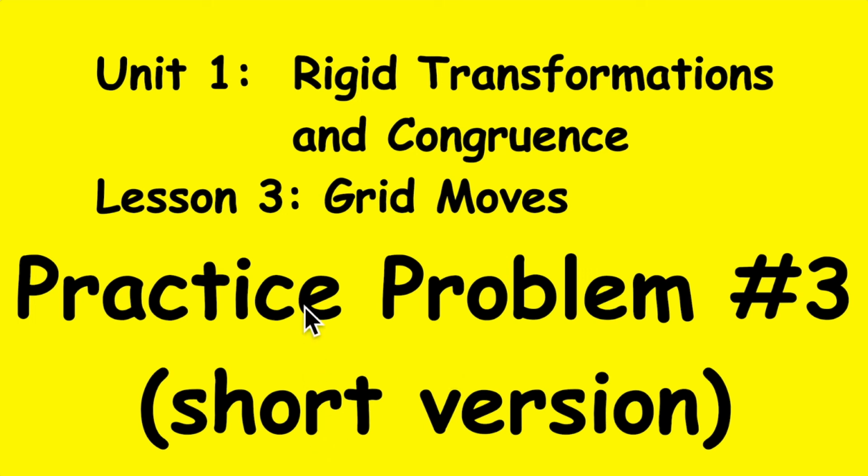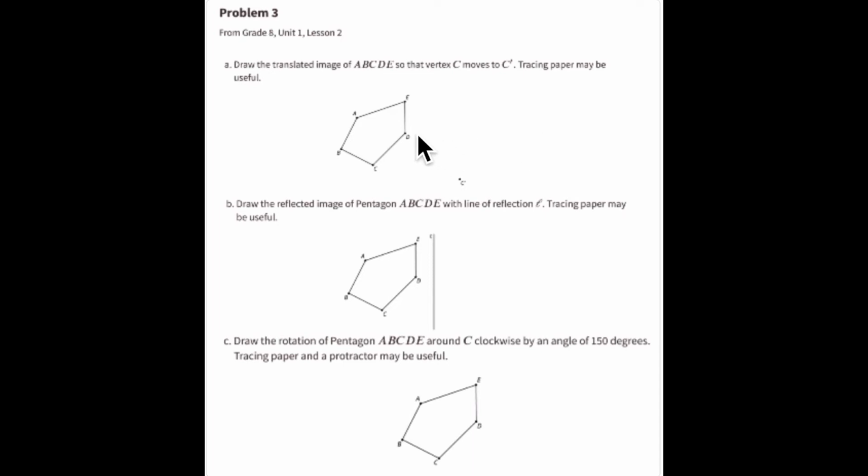This is the short version of practice problem number 3 from lesson 3, grid moves from unit 1, rigid transformations and congruence. In this problem, you're supposed to translate this figure from point C to point C prime, take the same figure and reflect it over this line of reflection right here, and take that same figure and rotate it clockwise at an angle of 150 degrees around point C.